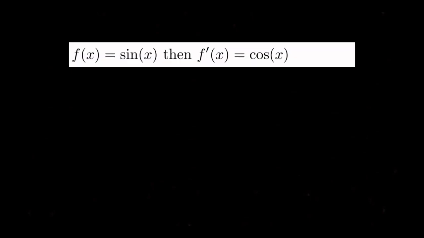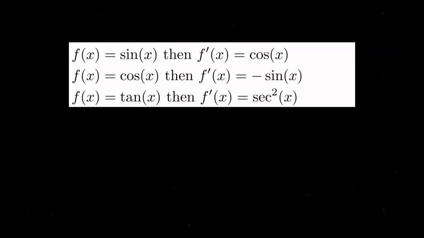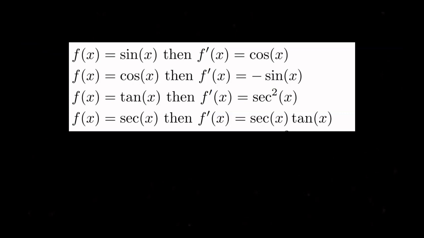Alright, now we're going to move on over to trigonometric derivatives. To start us off, the derivative of sine is equal to cosine. The derivative of cosine is equal to negative sine. The derivative of tangent is equal to secant squared. The derivative of secant is equal to secant times tangent.